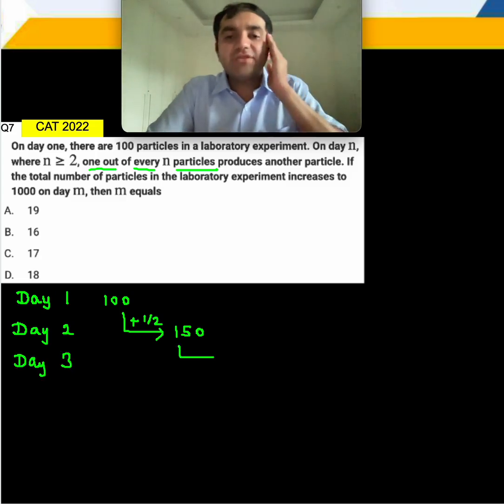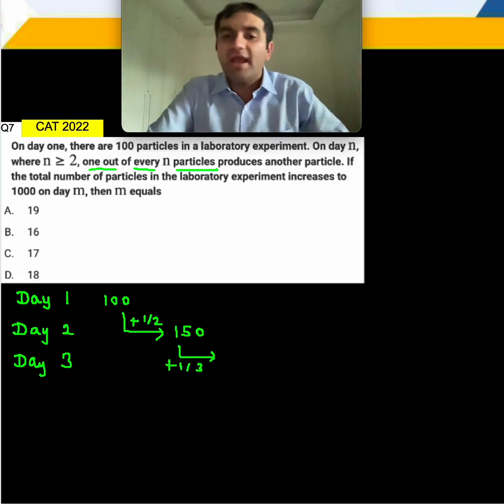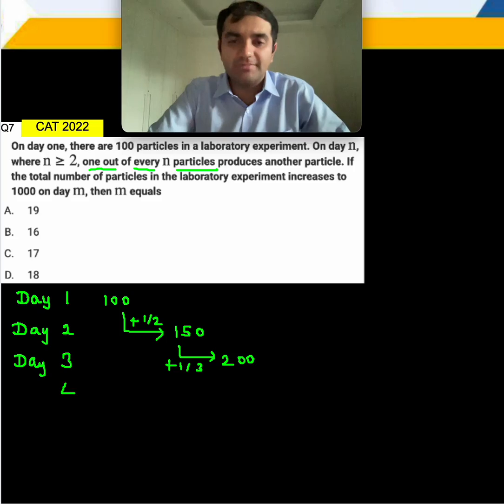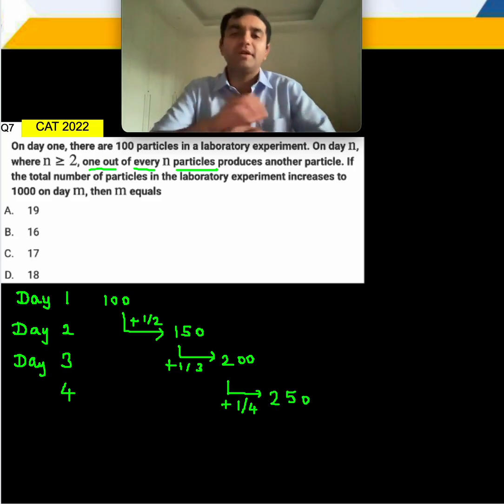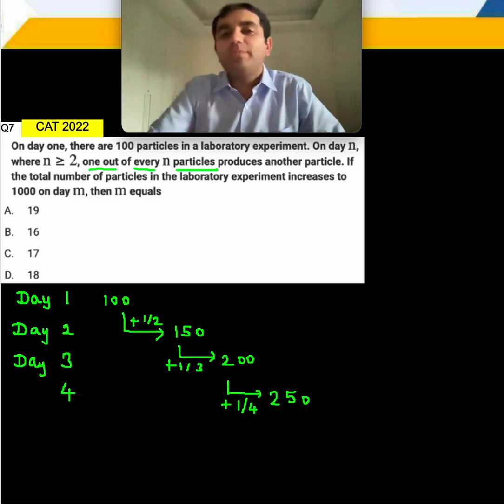Then on day 3, 1 out of every 3 particles, so you will add 1/3, and 1/3 is again 50, so 150 plus 50 becomes 200. And then on day 4, you'll add 1/4. 1/4 of 200 is again 50, and you get 250 particles. So I noticed that on every day 50 new particles have been added.